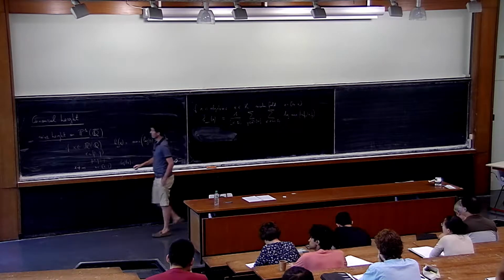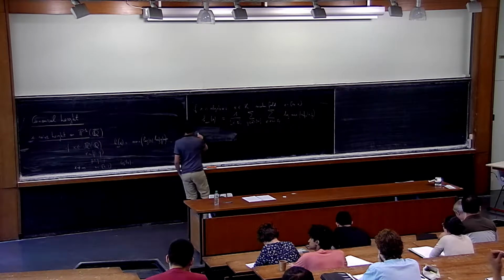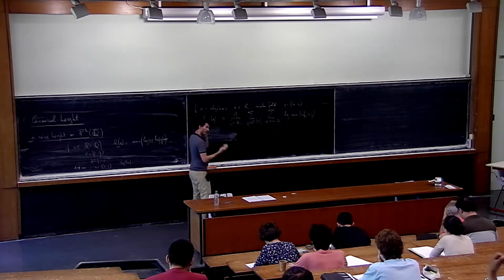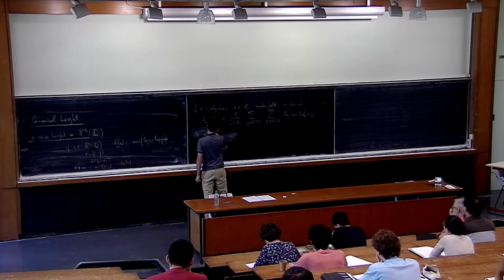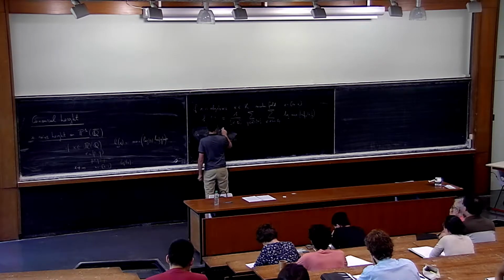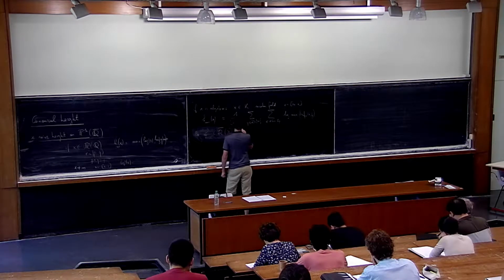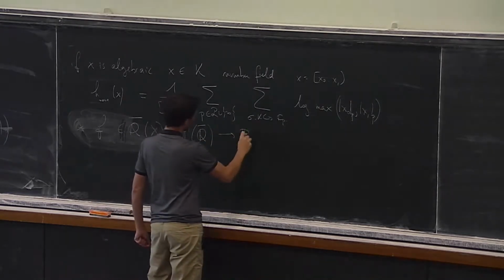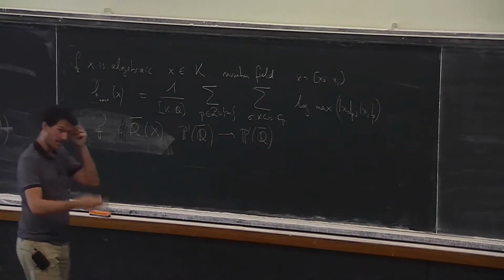Okay, so now let me take a rational map. Let me take f, a rational map which is defined over the algebraic numbers. So it's a rational map defined over Q bar. It maps P1 over Q bar to itself. And so it acts on this height.